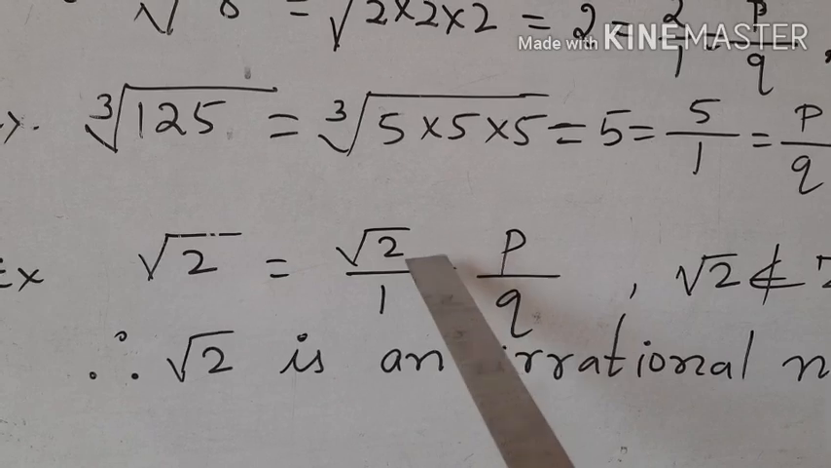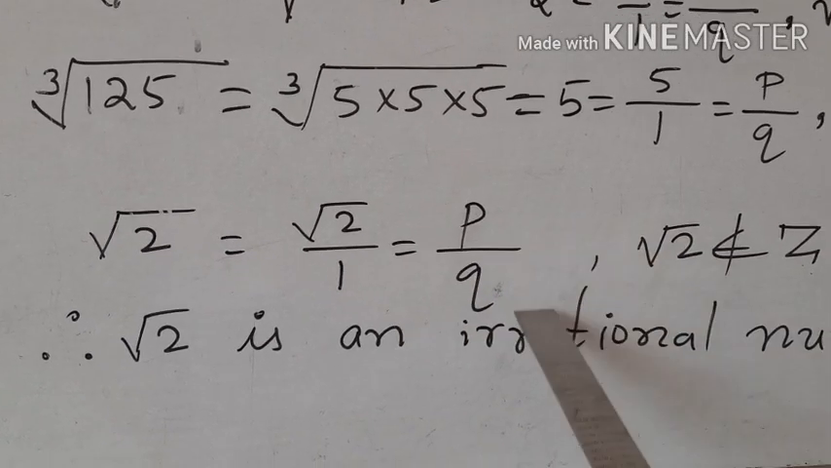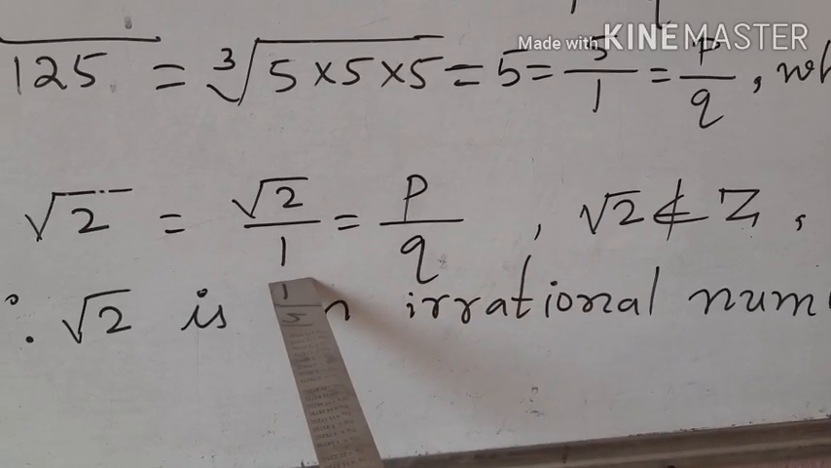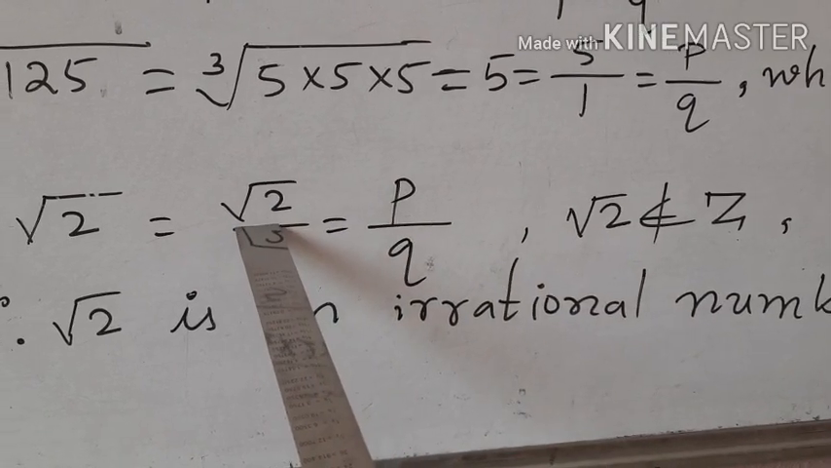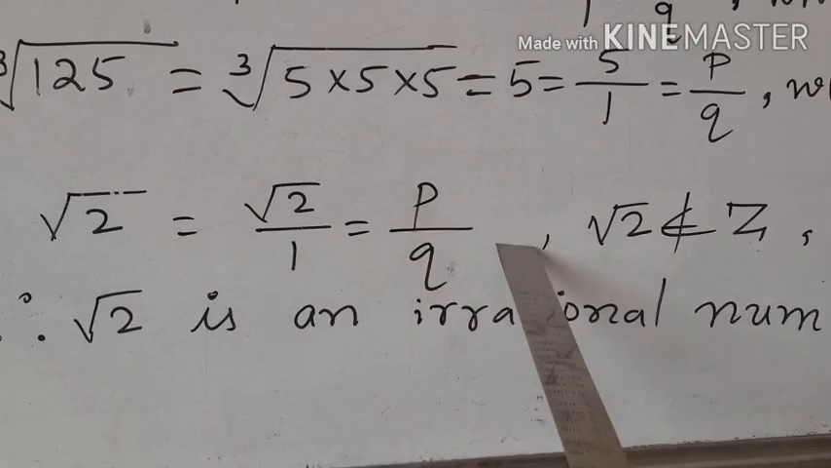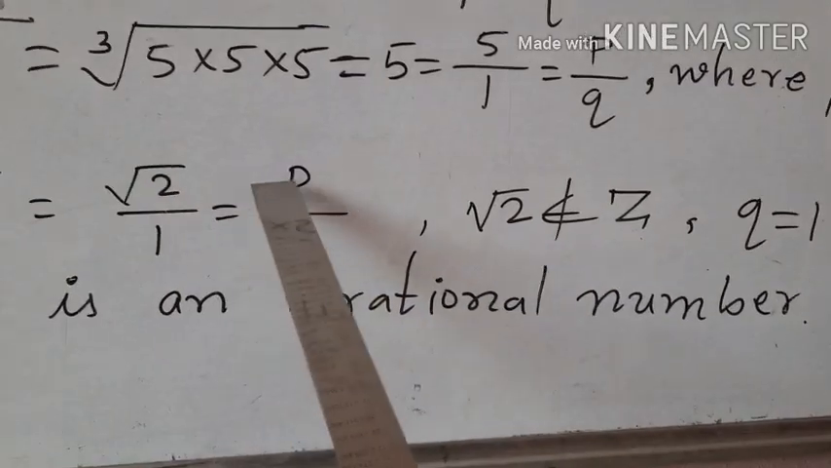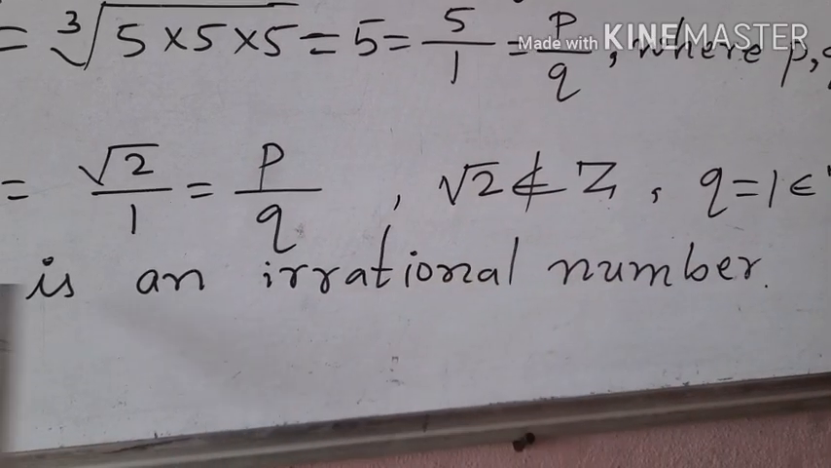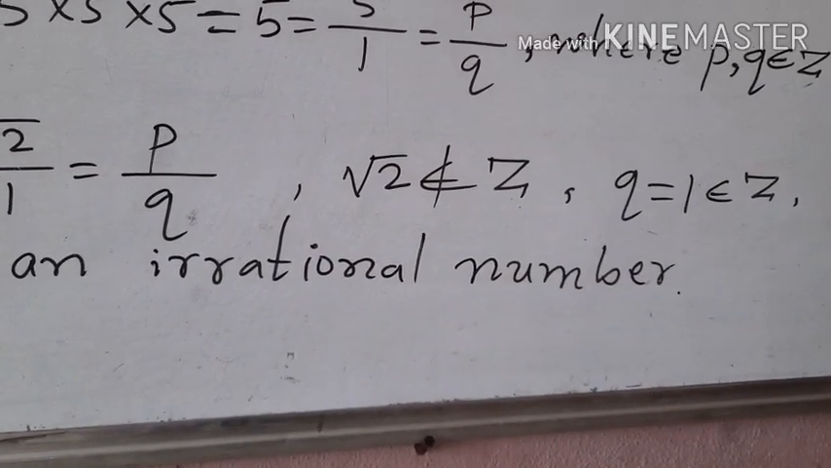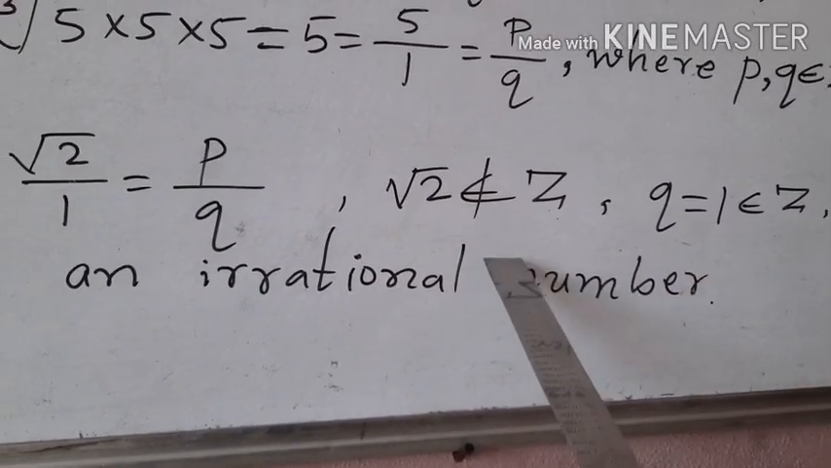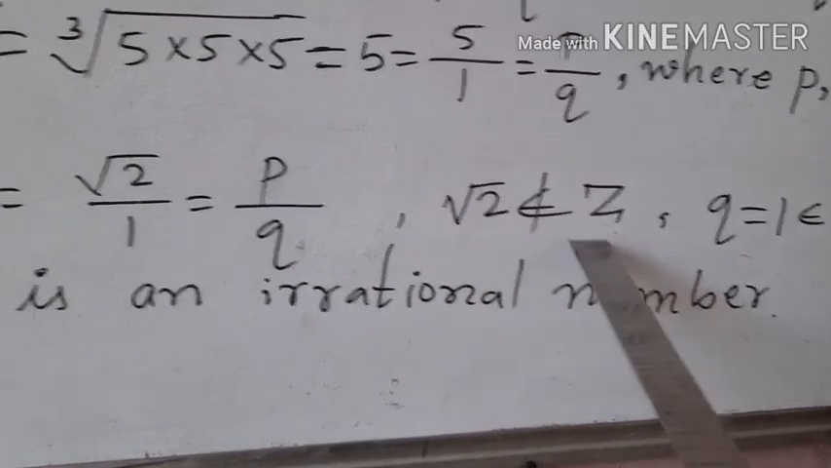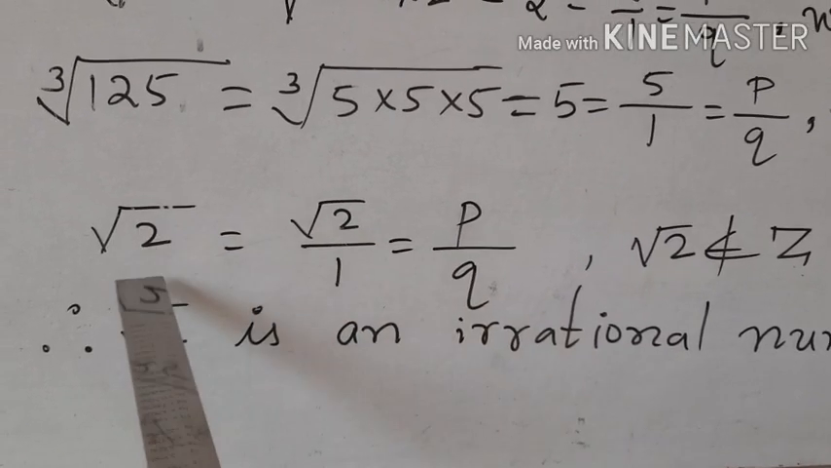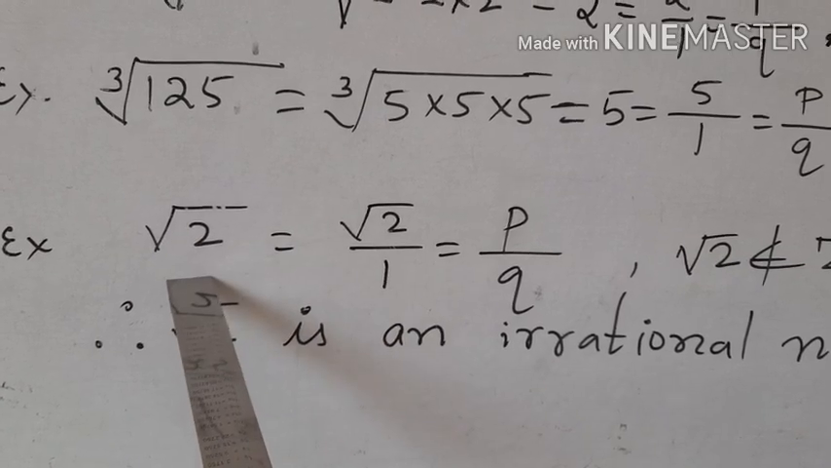Square root of 2 is equal to square root of 2 by 1. It is correct. And that is equal to p by q. That is also correct. But where q is not equal to 0, that is also correct, and q is an integer, that's also correct. But is p an integer? No. Here the condition fails. Here p is equal to root of 2 and square root of 2 is not an integer. In the set of integers you will find minus 1, minus 2, minus 3 up to infinity, 0, plus 1, plus 2, plus 3 up to infinity. But you will never see square root of 2 in the set of integers. That is why here p is square root of 2, which is not an integer. That is why square root of 2 is not a rational number, it is an irrational number.